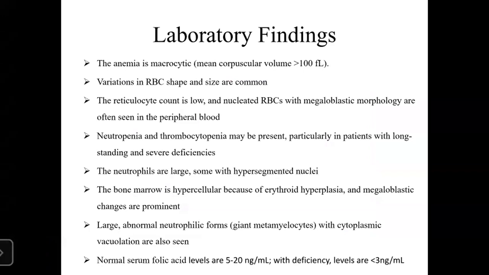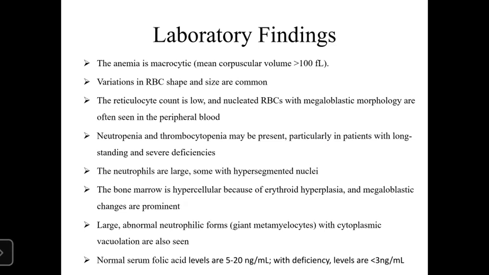Reticulocyte count is low. There might be nucleated RBCs with megaloblastic morphologies often seen in peripheral blood smear. Neutropenia, thrombocytopenia may be present, particularly in patients with long-standing and severe deficiency. Neutrophils are large, some with hypersegmented nuclei. The bone marrow is hypercellular, and erythroid hyperplasia and megaloblastic changes are prominent. Large abnormal neutrophilic forms, giant metamyelocytes and cytoplasmic vacuolation are seen.